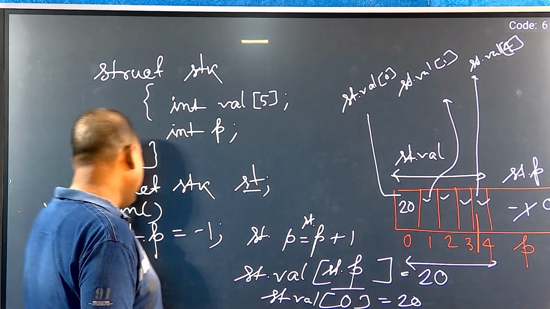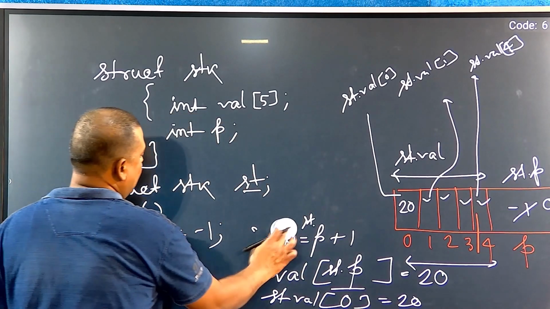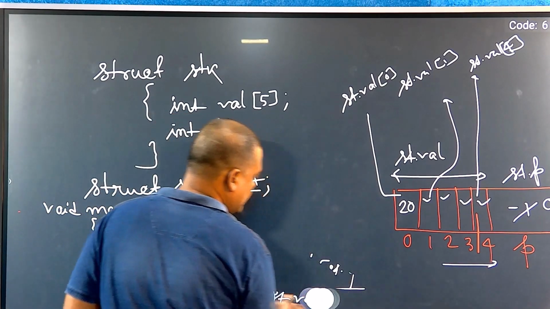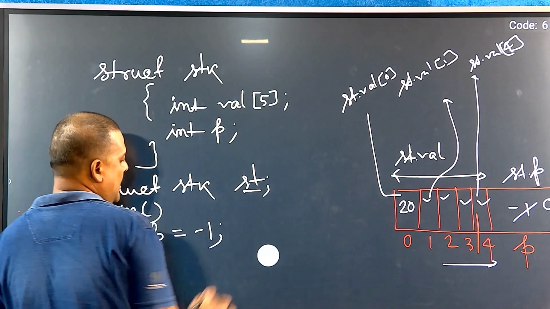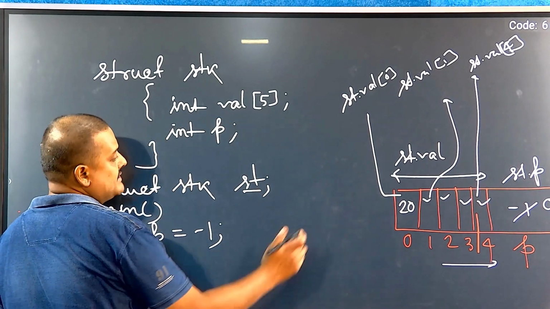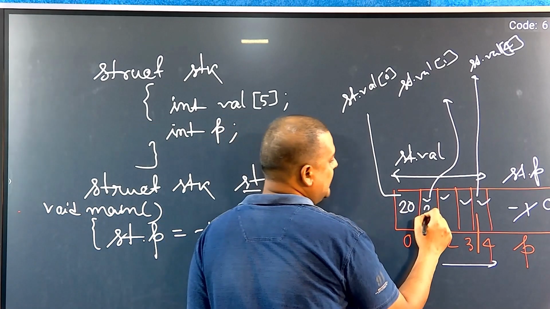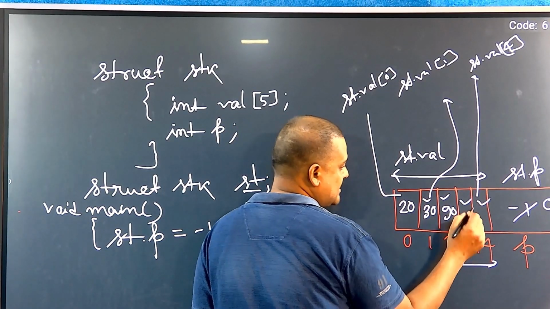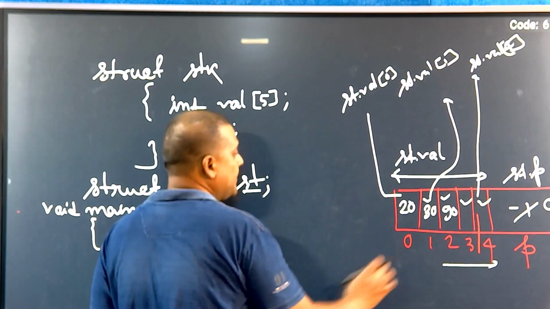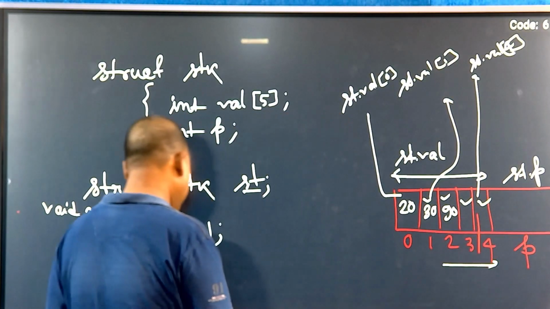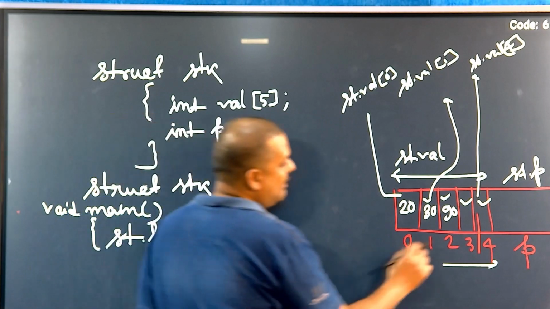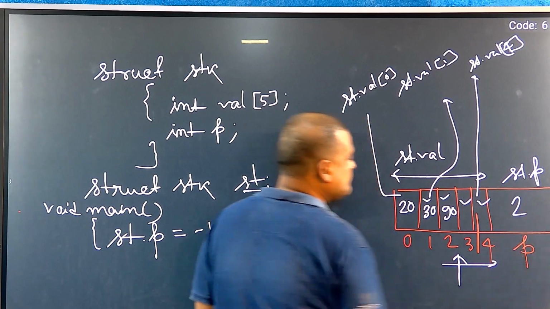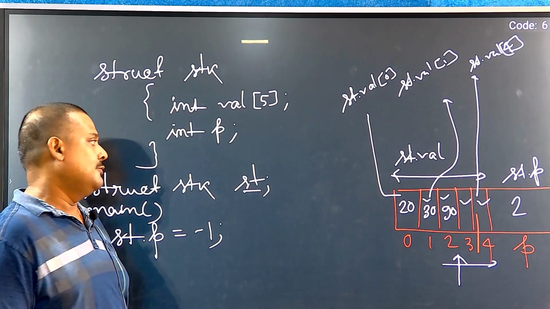Now, in the time of deletion, that means in the time of pop. What we will do in the case of pop operation, say for example 30 is here, 90 is here, in this particular scenario, the value of p will be what? The value of p will be 2. So, value of p is 2 now, p is pointing to this location, the last value.